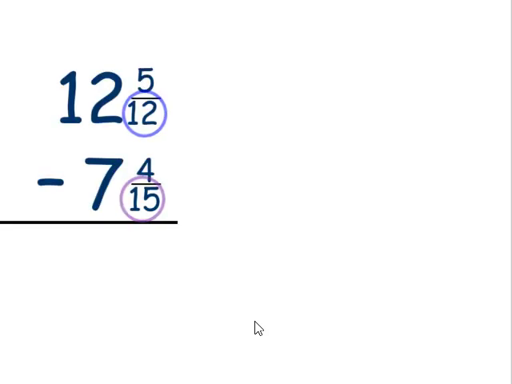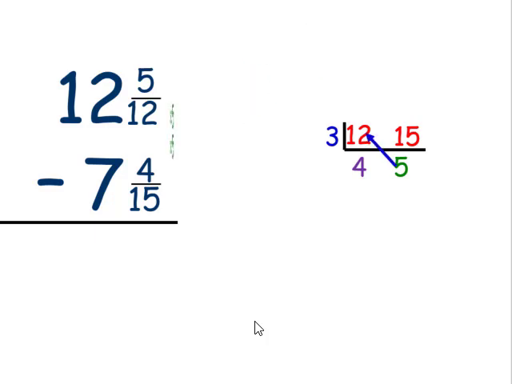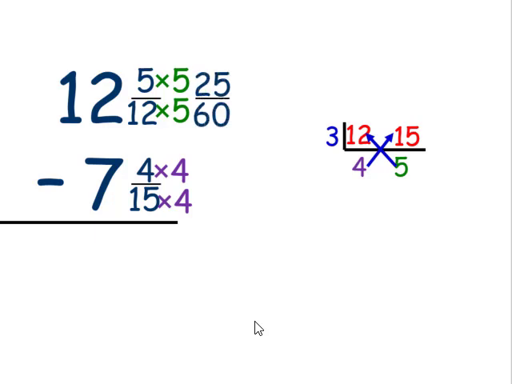Since we have unlike fractions, we'll factor out a 3. 12 divided by 3 is 4. 15 divided by 3 is 5. Since 4 and 5 are relatively prime, we know that 3 is our GCF. And a fraction with a denominator of 12 will be multiplied top and bottom by 5. And the fraction with a denominator of 15 will be multiplied top and bottom by 4, giving us 25 over 60 and 16 over 60.